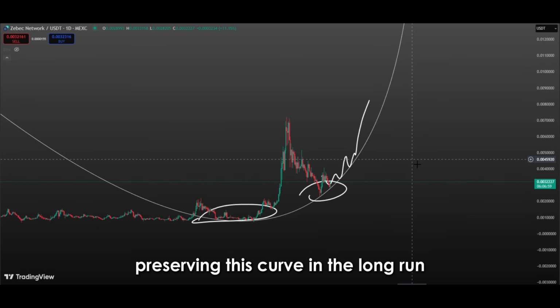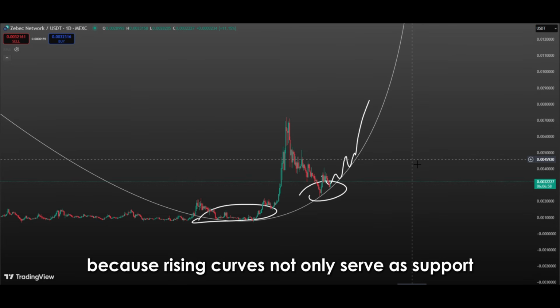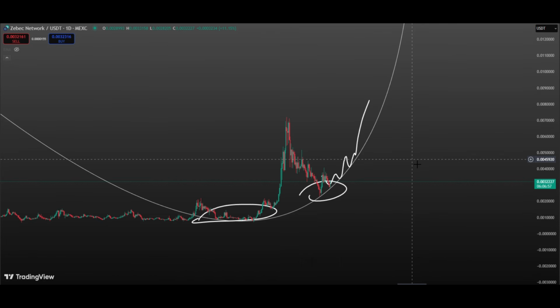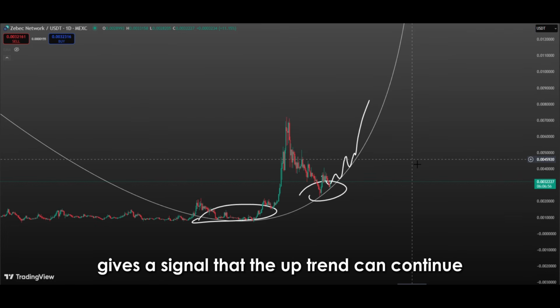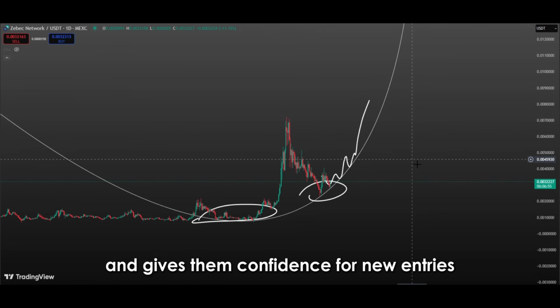Preserving this curve in the long run allows the price to progress by making higher highs, because rising curves not only serve as support, but also act as the backbone that defines the direction of the trend. Every scenario where the curve holds gives a signal that the uptrend can continue. This encourages investors to hold their positions and gives them confidence for new entries.